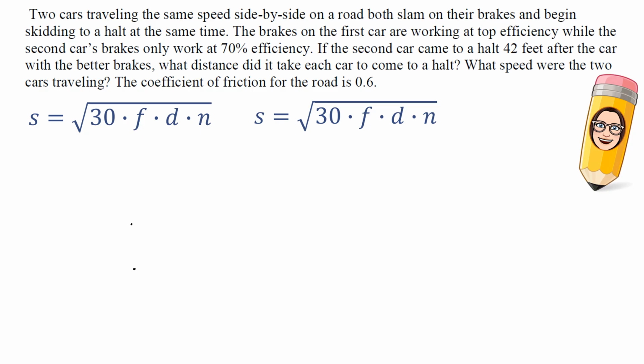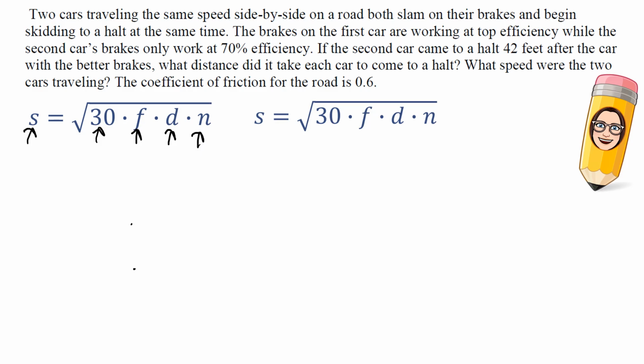The formula states we need to include this 30. Okay. F stands for the coefficient of friction. D stands for the distance. N stands for the efficiency. And that will calculate the speed.